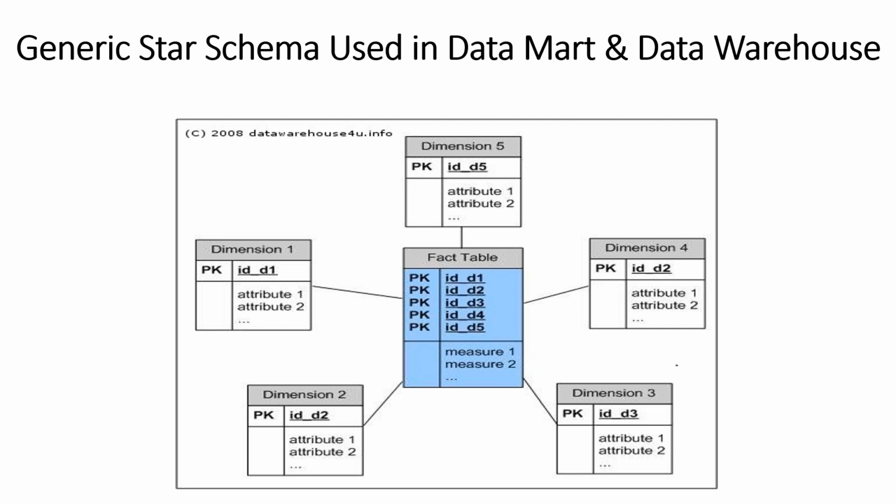Here is a generic star schema used in data mart and data warehouse. Both of them are mostly built on dimensional data modeling, where a fact table relates to multiple dimension tables, and they are related via foreign and primary keys.